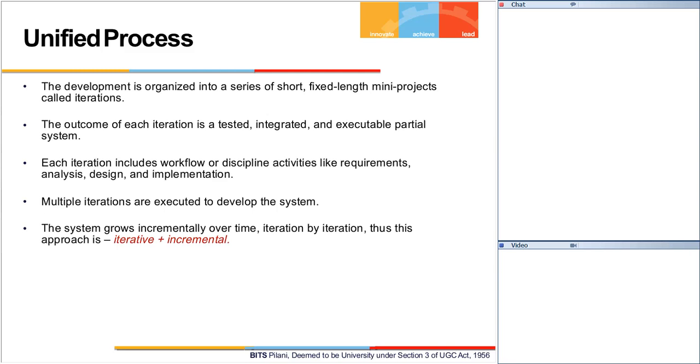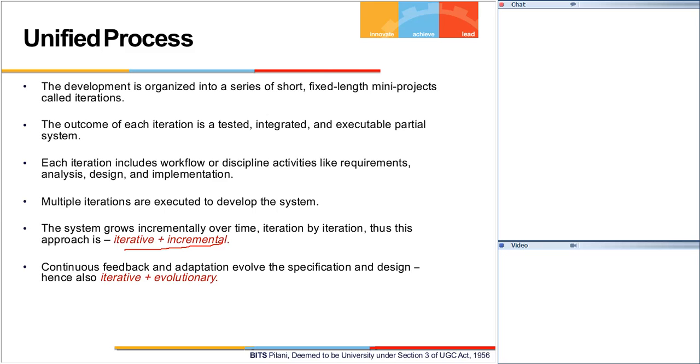Now this model is iterative as well as incremental, right? So this we understand because we are iterating over and over again, and every iteration grows the system incrementally over time, right? So the result of every iteration is a partial system which is executable, but it keeps on growing, right? So it is incrementally going. That is the reason it is called iterative and incremental, right?